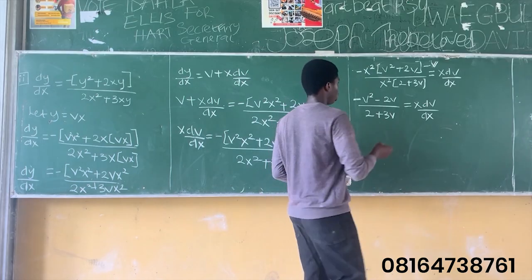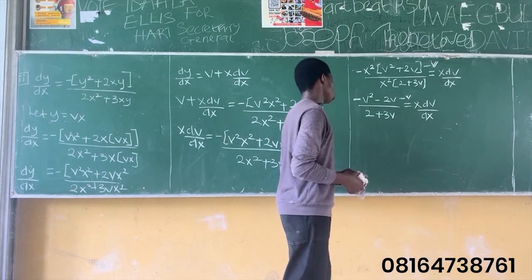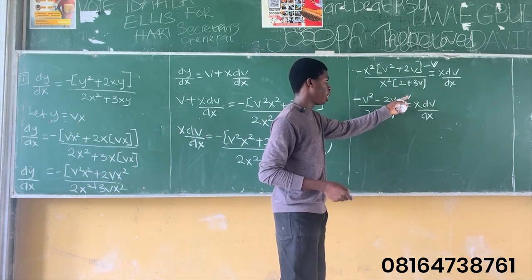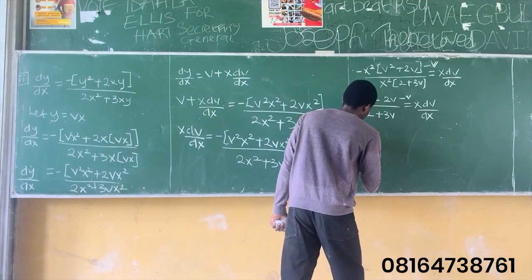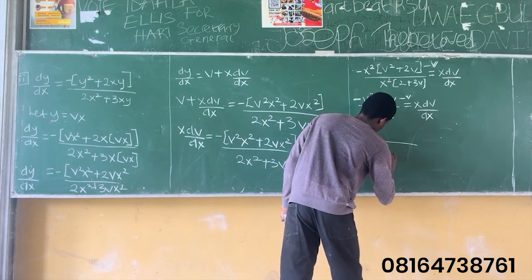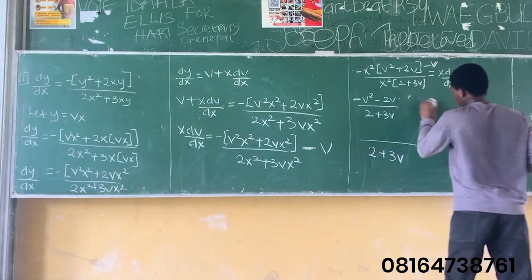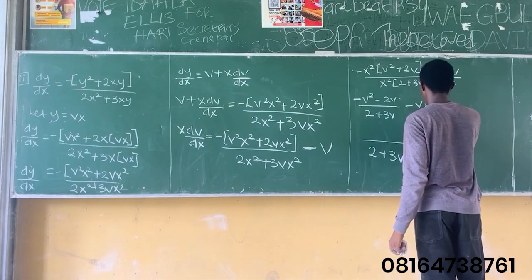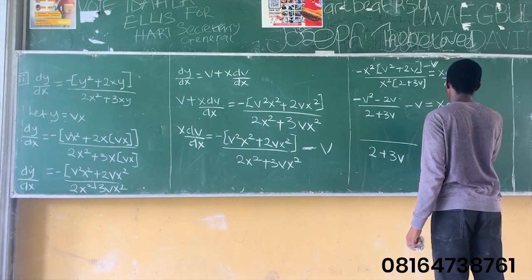So now, okay, let's add our minus v. If we take the LCM in order to eliminate this v and make it part of the top equation, we'll be taking the LCM, which is 2 plus 3v. Let's write this out properly. Minus v is equal to x dv over dx.